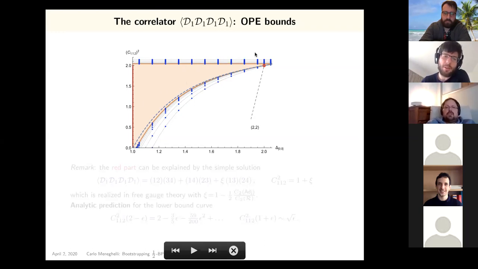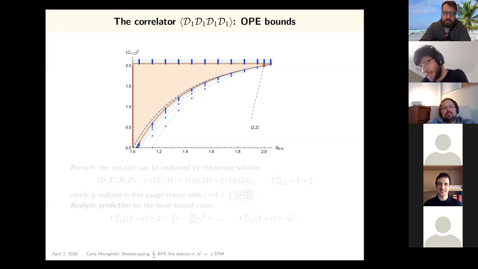And there is a question. Wait, what's the computation in string theory? The string theory computation was done by Giombi, Roiban and Tseytlin. Essentially, you take string theory and take fluctuations around the configuration that gives you the circular Wilson line or the straight Wilson line. You take fluctuations, and then the fluctuations are identified immediately with the five scalars.